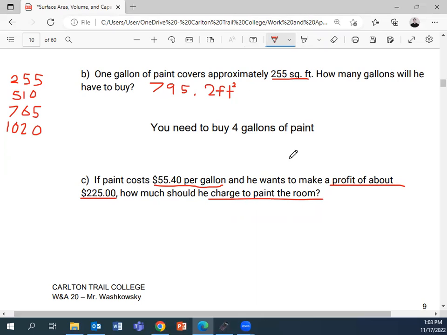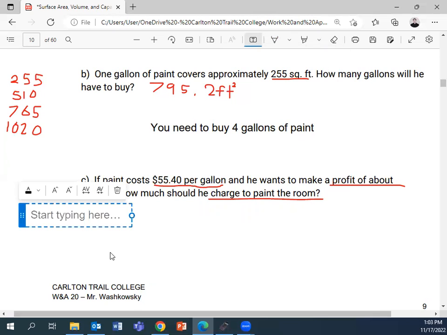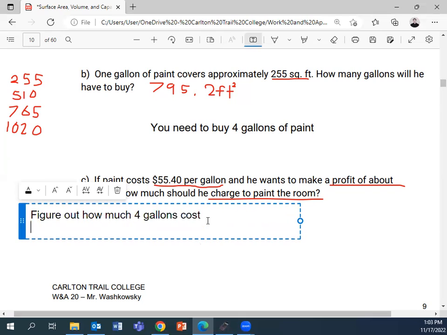So how can I figure this out in English, not in math? Figure out how much 4 gallons costs. Yeah. You don't need to write this down. That's fine. So figure out how much 4 gallons costs. Then what do I do with that info?